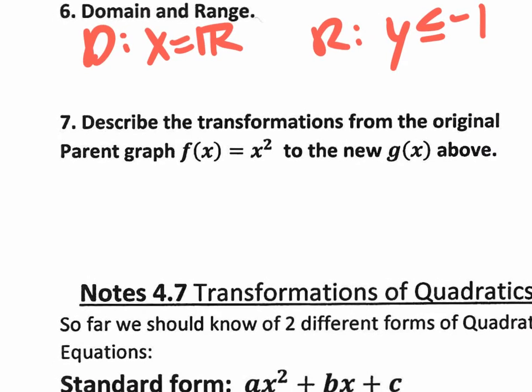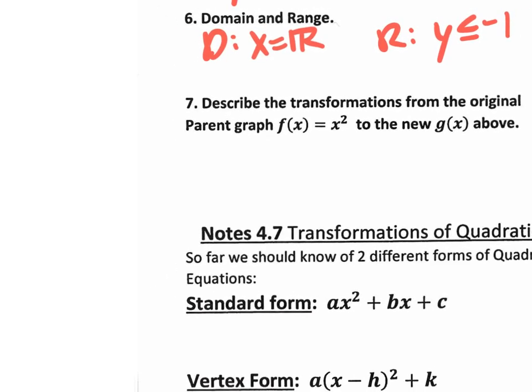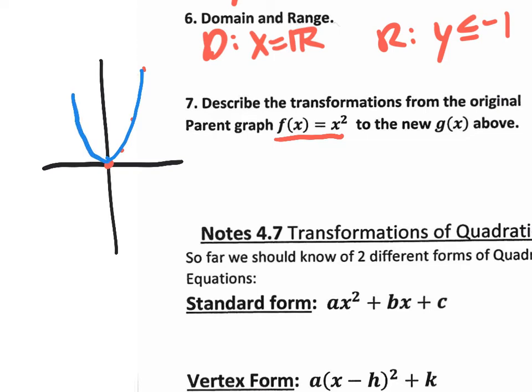Any questions? Now for the final step, we need to describe the transformations from the original parent graph of f of x equals x squared to the new g of x function above. So let me attempt to show each transformation. This is going to be ugly, but try to bear with me here. The original parent graph, f of x equals x squared, has a vertex at 0, 0. The a value is 1, which means it has a pattern 1, 1, 2, 4, 3, 9, right? So it's your regular parabola, not too wide, not too narrow. It's a perfect parent graph parabola, right?